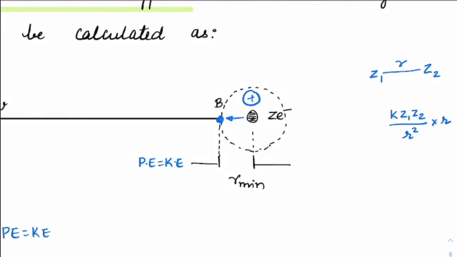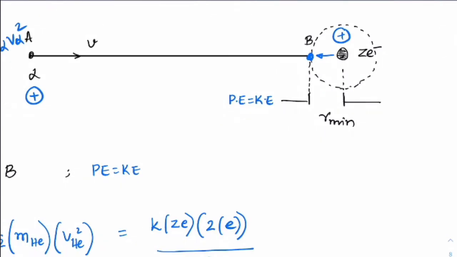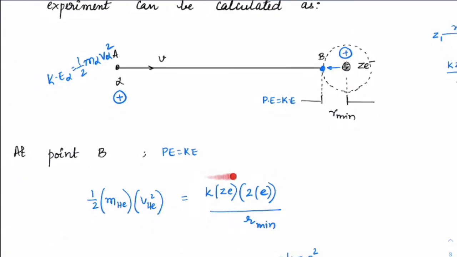Okay, force into displacement, what do we get? You will get energy only, no? So this is the force multiplied by the displacement. So one r will get cancelled. So we will have some constant Z1 Z2 by r. So that is the same potential energy which I am writing.